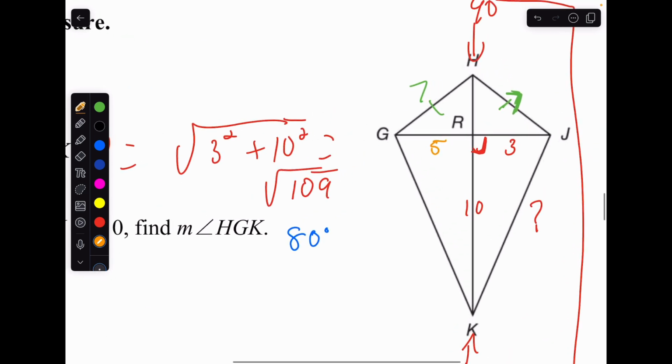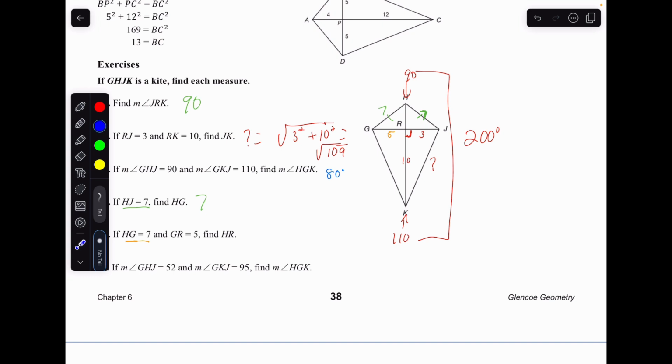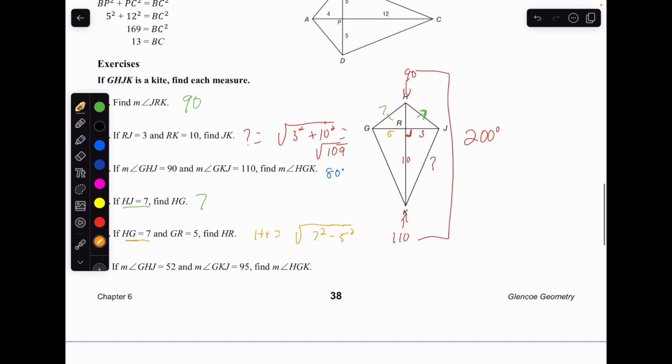Well, I see that I have a right triangle here. I have the hypotenuse, a leg, and then I'm missing the other leg. So for that one, I need to say that HR will be the square root of 7 squared minus 5 squared. And you put that in the calculator, and I'm pretty sure it's going to be 2 square root of 6.